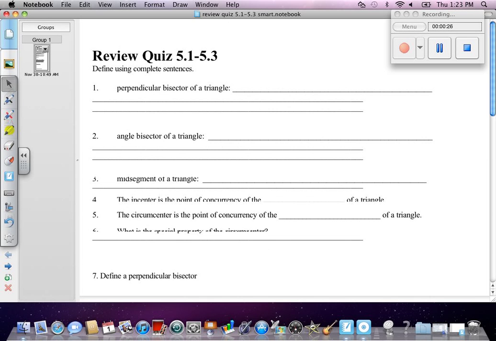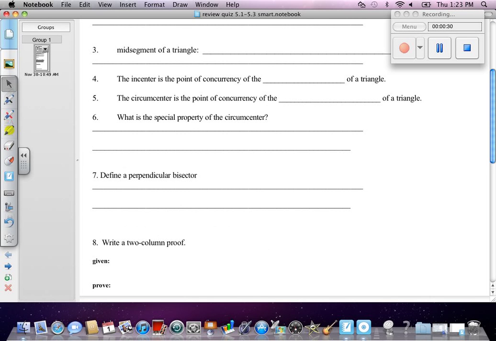Angle bisector cuts the angles in half, and it goes through the opposite sides. Mid-segment of a triangle connects midpoints together. The incenter is the point of concurrency for the angle bisectors. The circumcenter is the point of concurrency for the perpendicular bisectors. Circumcenters are special because they are equal distance to the vertices.